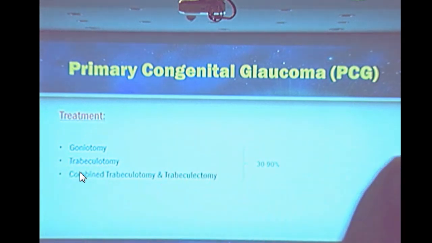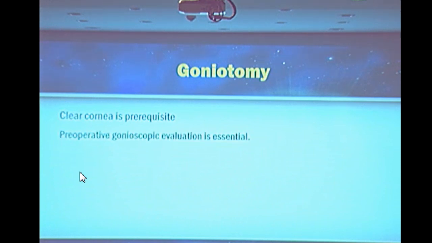So in general, the overall success rate of this procedure ranges from 30 to 90% or even more, and this is based on multiple factors. For example, the size of the sample or series reported, the duration of the follow-up, as well as the severity of the disease and the skills of the surgeon. In general, they are good in certain situations. The goniotomy, as far as I remember when I was a resident, Dr. Tommy, he said, and Dr.